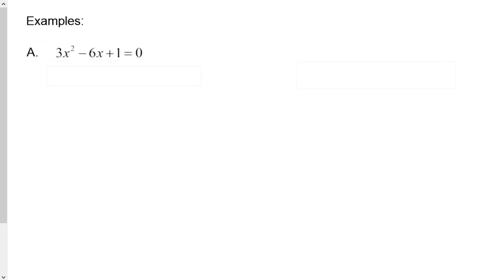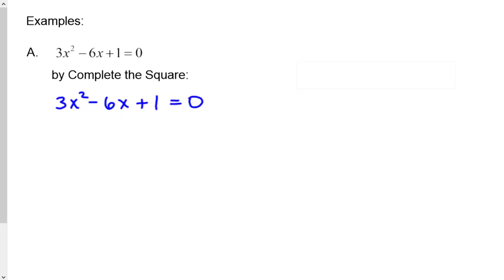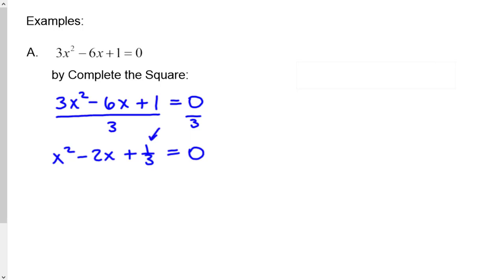So 3x squared minus 6x plus 1 equals 0. I'm going to solve it first using completing the square. Now, the leading term coefficient is not equal to 1, so I need to divide everything through by 3 and make it equal to 1. So it would be x squared minus 2x plus 1/3 equals 0. 0 divided by anything is just 0. So I've got a fraction here. It's probably going to make this process a little bit more difficult, but let's just see what happens.